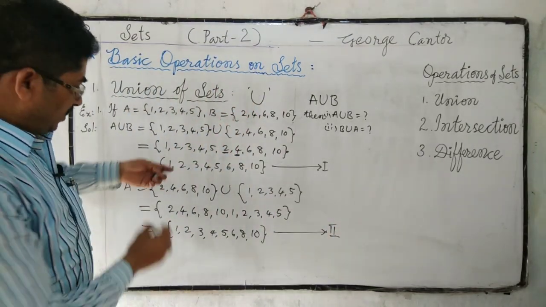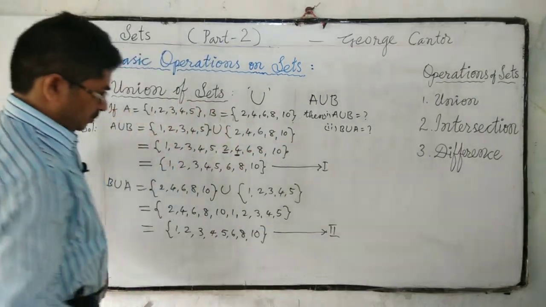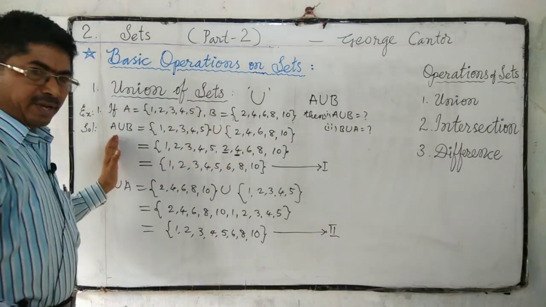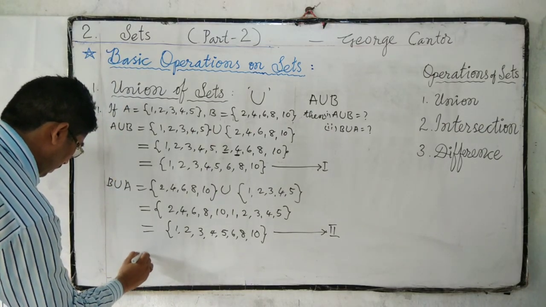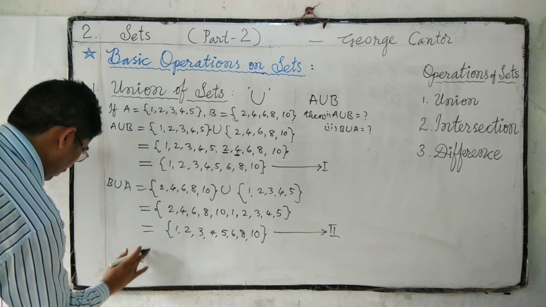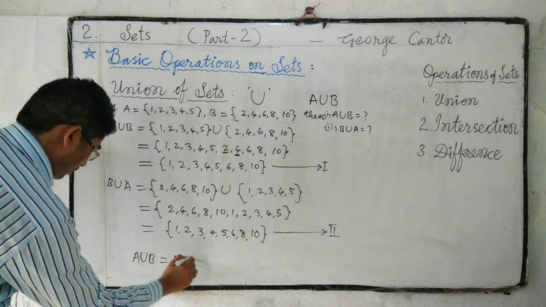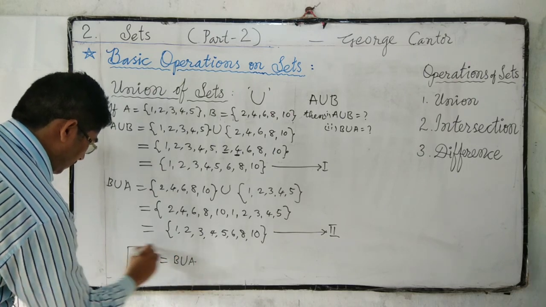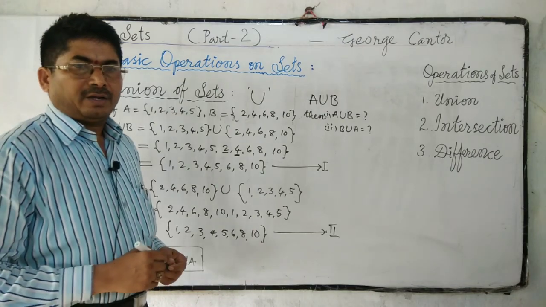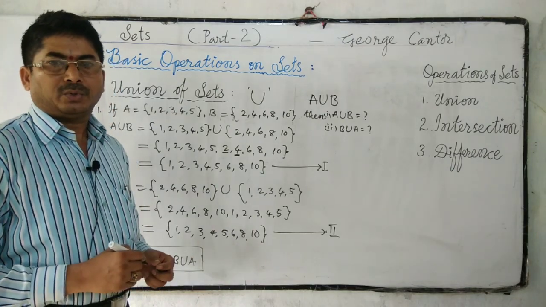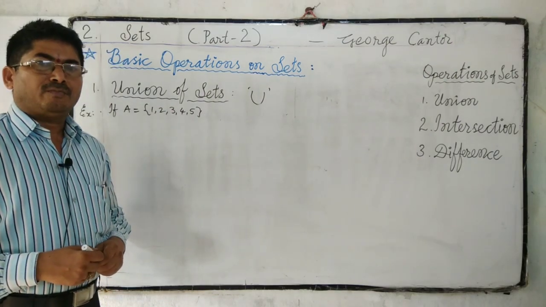If we observe these two results, we can understand A union B is equal to B union A. So this is the commutative property in union of sets. Let us see a few more examples.